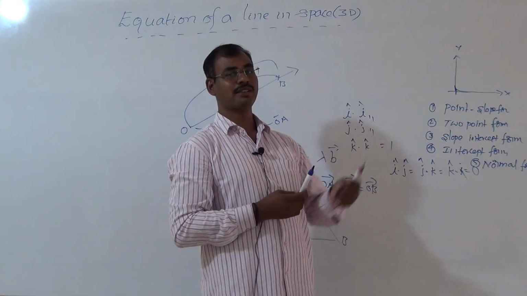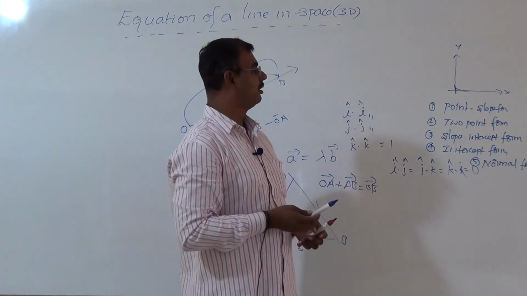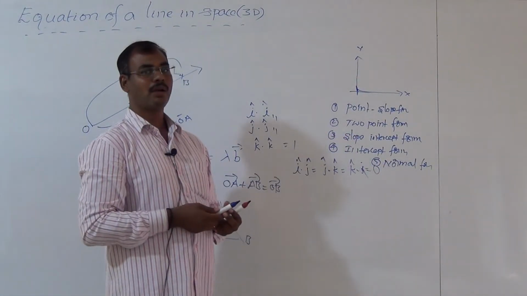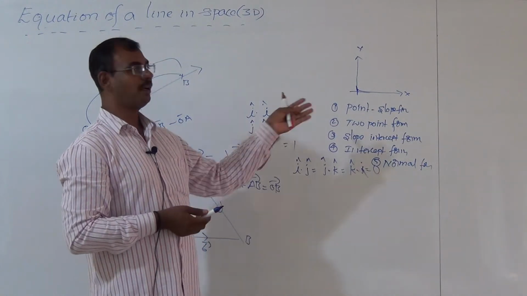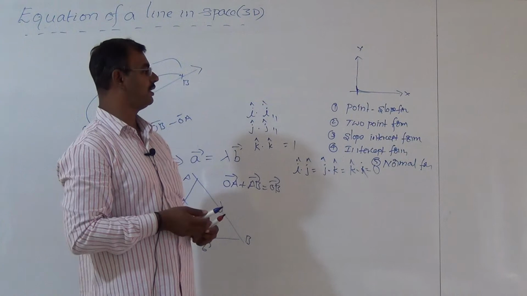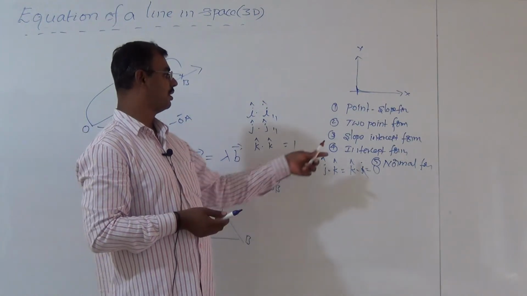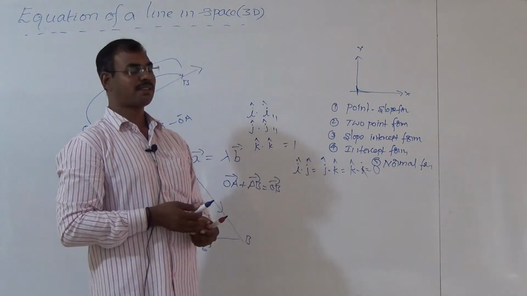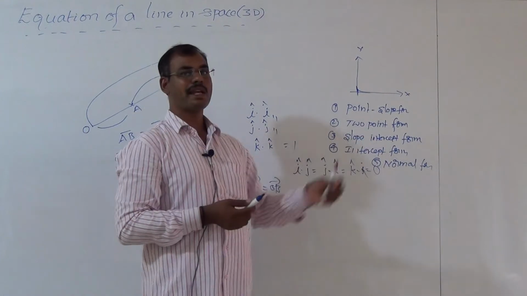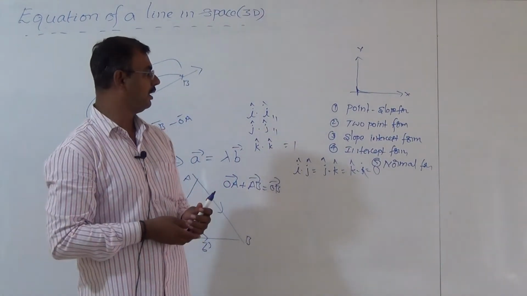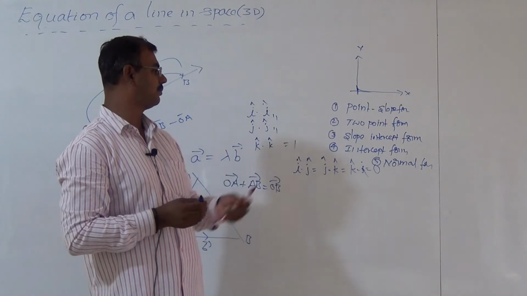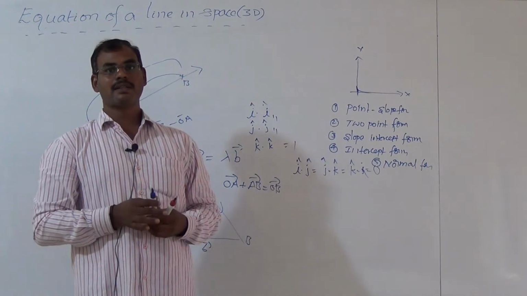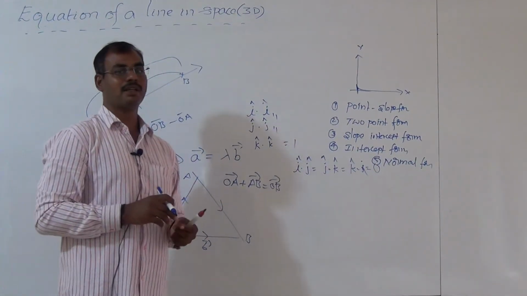Point slope form is y minus y1 is equal to m into x minus x1. Two-point form: y minus y1 is equal to (y2 minus y1) upon (x2 minus x1) times (x minus x1). Slope intercept form, we studied y is equal to mx plus c. Intercept form, x upon a plus y upon b is equal to 1 in two-dimensional. Normal form, x cos alpha plus y sin alpha is equal to p.